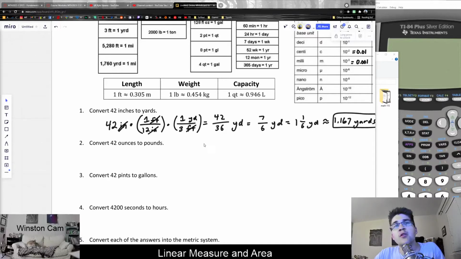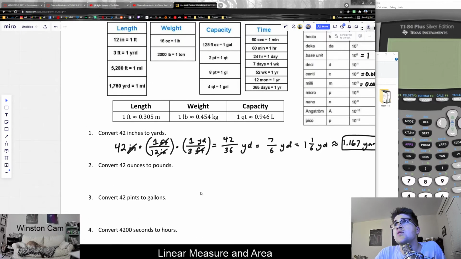In this video, we will do a few more examples of dimensional analysis to convert one type of unit into another. So the next one says convert 42 ounces to pounds. And again, we'll start with what I have, write that out. And then my goal is to multiply by whatever fraction I need to convert it to the units I need. So again, I'm going to want ounces on bottom and pounds on top.